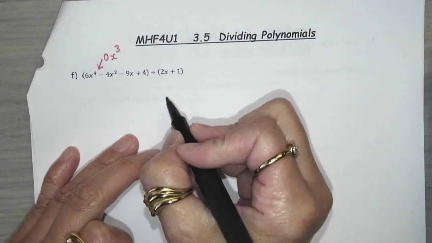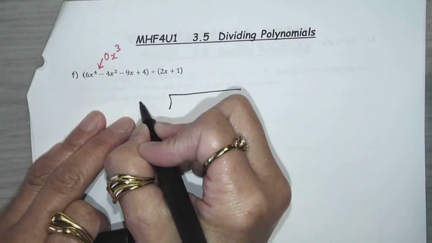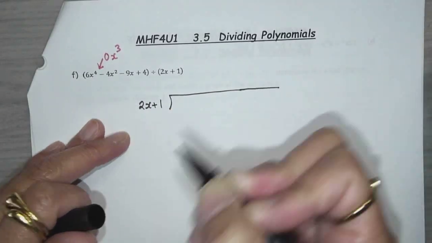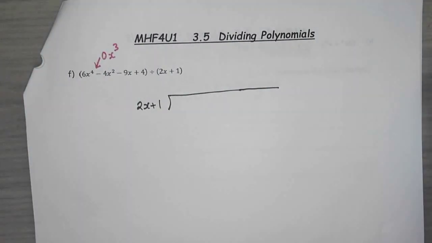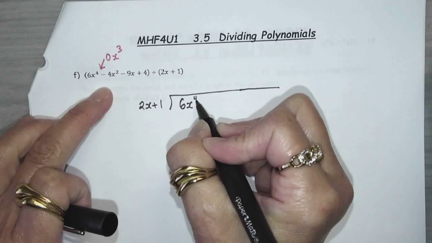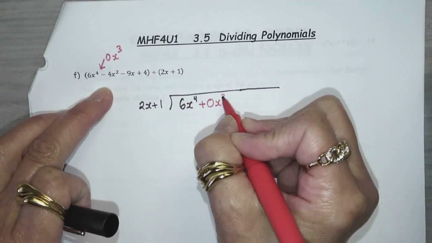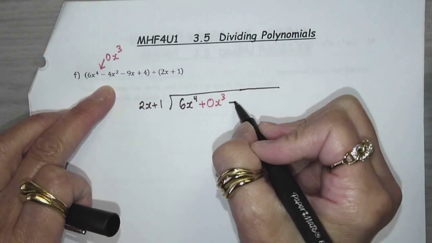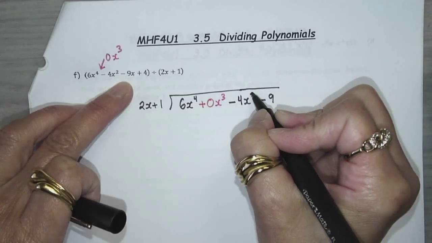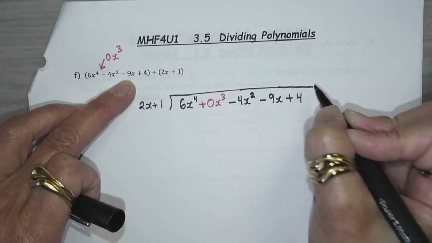So we're going to do this. On the outside is the 2x plus 1. And on the inside is this guy here. So we're going to go 6x to the 4, plus 0x cubed, minus 4x squared, minus 9x plus 4. That's long enough. Okay.